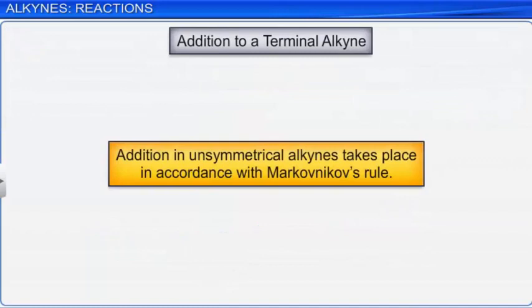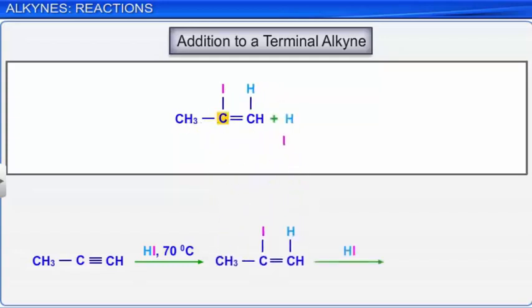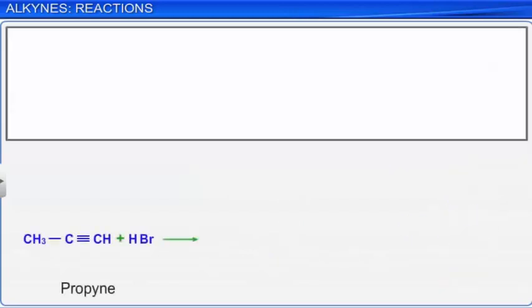This rule says that in an electrophilic addition reaction, the negative part of an addendum attaches itself to the unsaturated carbon atom of the molecule having lesser number of hydrogen atoms. For example, propyne reacts with 2 molecules of hydrogen bromide and forms 2,2-dibromopropane in accordance with Markovnikov's rule, as shown here.